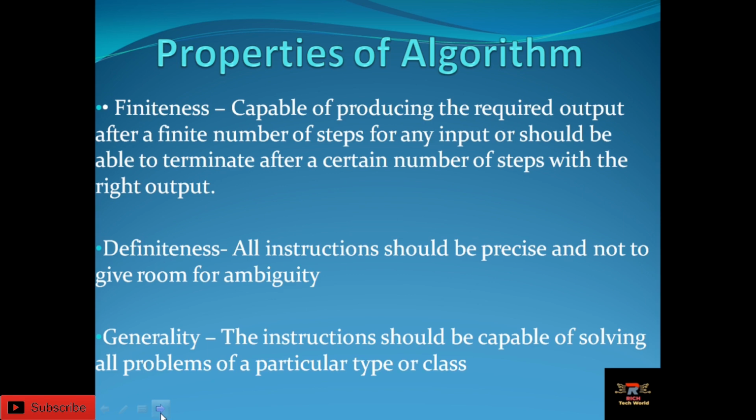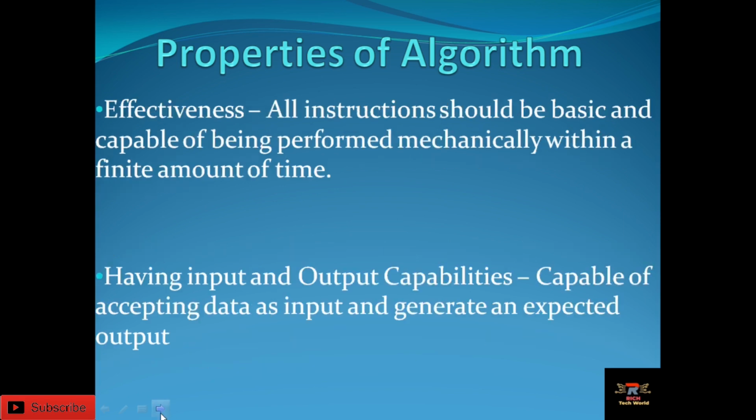The next property I'm going to talk about is the effectiveness of your algorithm. All instructions should be basic and capable of being performed mechanically within a finite amount of time or a specific amount of time. So your algorithm should also contain that.